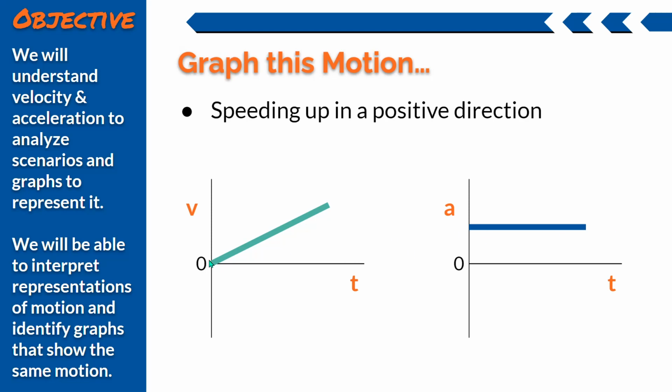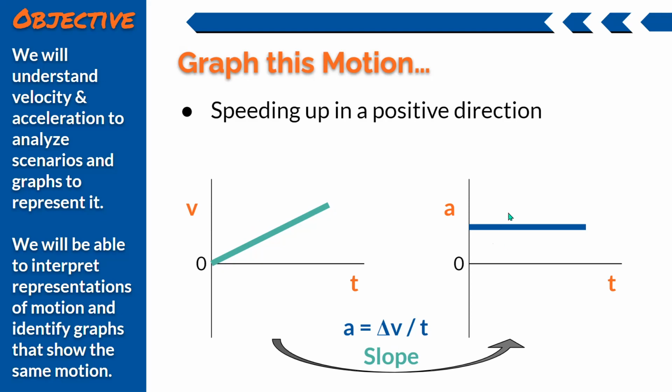You'll notice that the slope of this VT graph is a positive slope. If this slope happened to be positive 3, well, guess what? That would be A equals 3. But speeding up in a positive direction, this is what your VT and AT graphs would look like. Please note, and I mentioned this already, the slope of your VT graph gives you acceleration because of this equation. The slope of this line is rise over run, change in V over T.